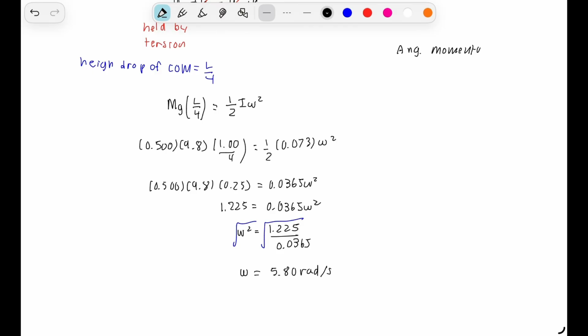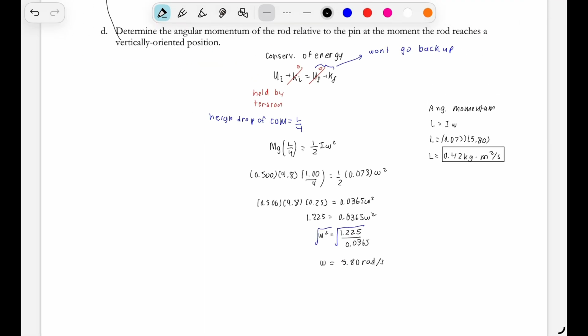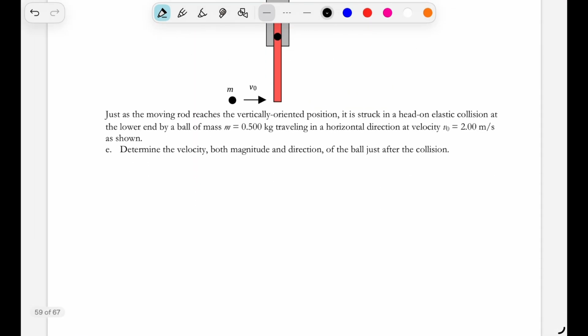Now, we need to get our angular momentum. L is equal to inertia times angular velocity. I we found earlier was 0.073, and our angular velocity was 5.80. So that angular momentum is going to be 0.42 kilograms times meters squared per second.